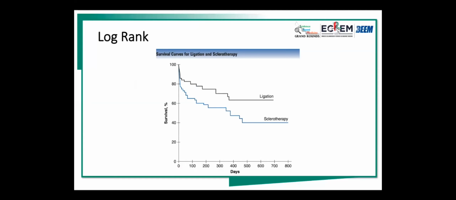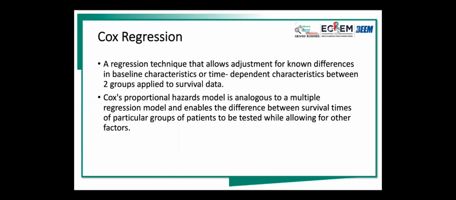The next thing we want to talk about is the Cox regression technique. So how is that different? It's a regression technique that allows for adjustment for known differences in baseline characteristics. Just to give you an example, the survival analysis that we just showed can't use multiple predictors, whereas the Cox regression model can. So you can put in multiple different risk factors, for instance, that would then help you determine whether a therapy is actually beneficial or not.